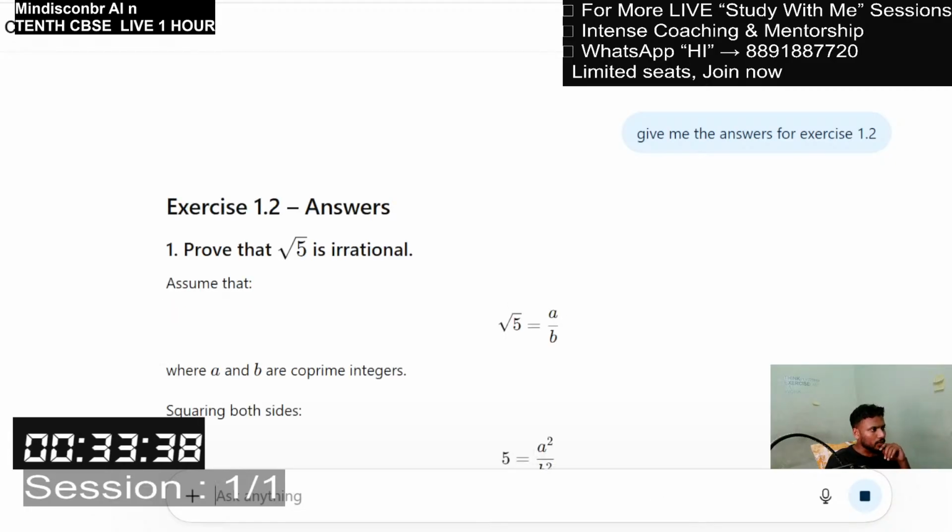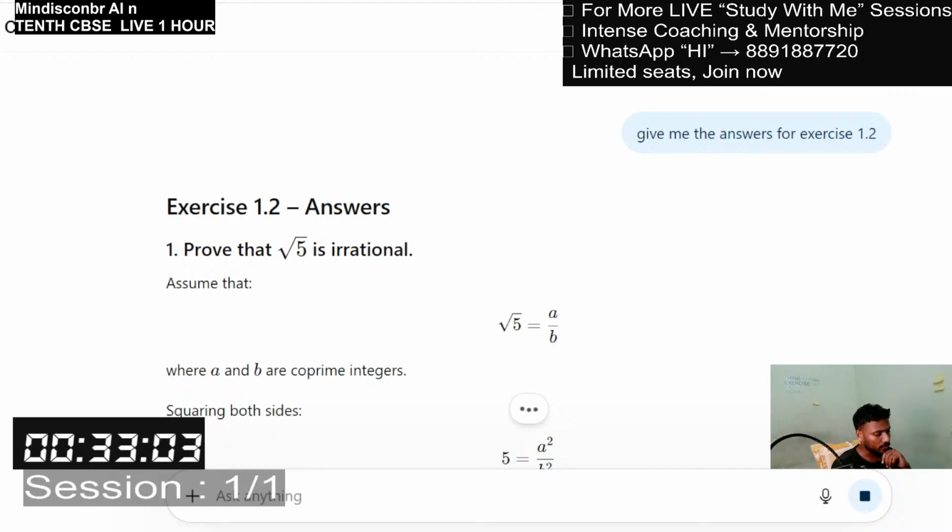And coming to the NCERT textbook, there are certain exercises given in the textbook. First of all, root 2 is irrational. We are proving that root 2 is irrational.